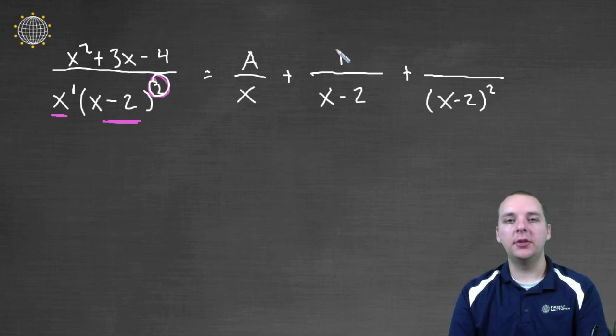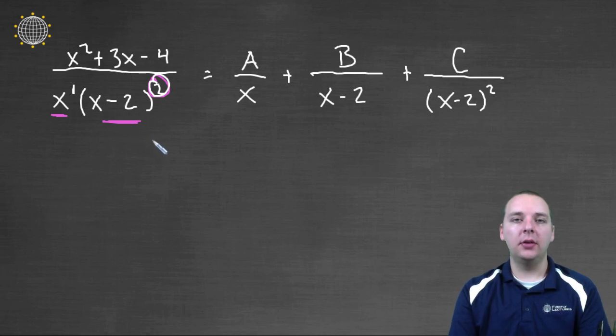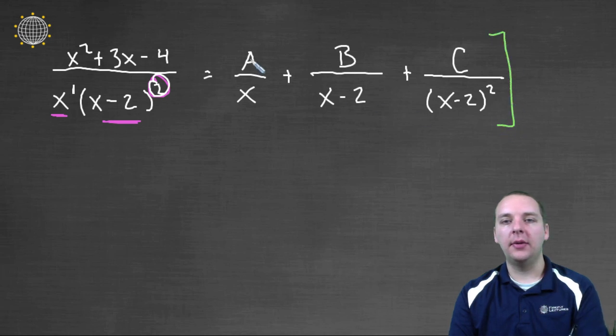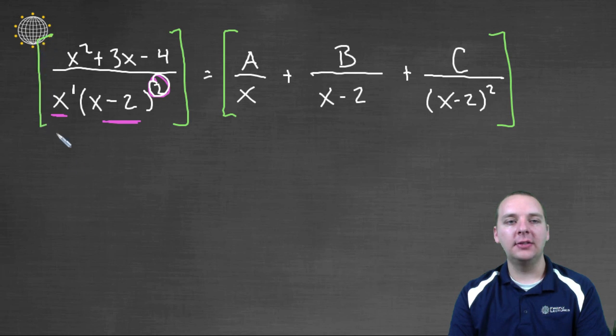The numerators are both constant. We'll call it b and c. They have to be different letters. Because this factor is linear, the x minus 2. And so now the only objective is to find the specific a and b and c for this decomposition. All right, the way we're going to do that is we're going to multiply the left side and the right hand side by the LCD. Now who's the LCD? Well, this denominator right here is the LCD, the x times x minus 2 squared.